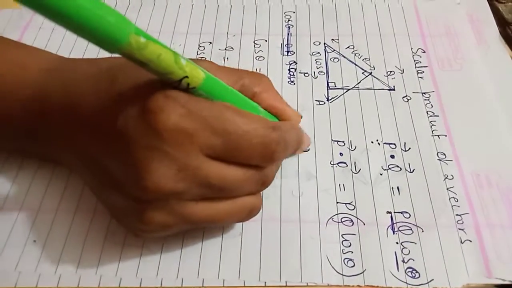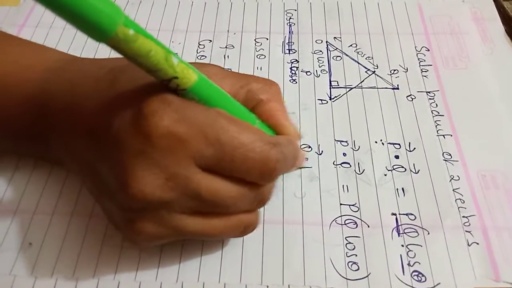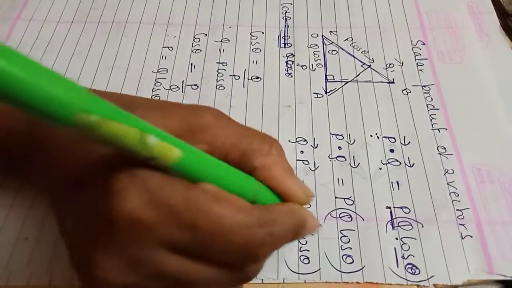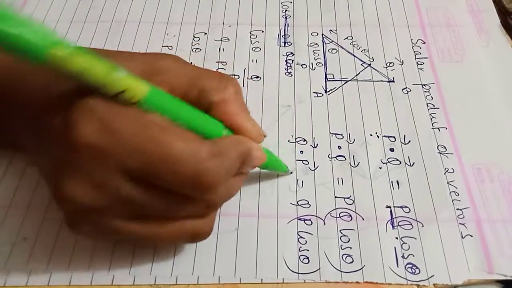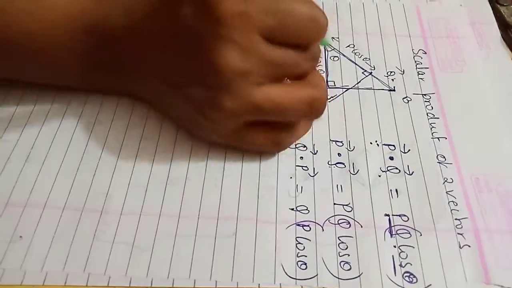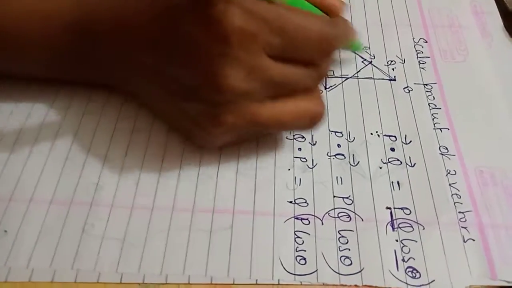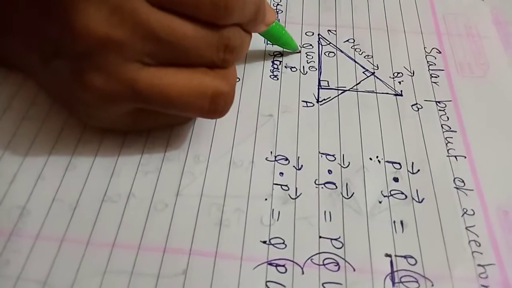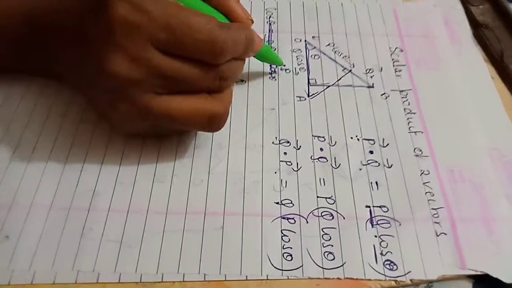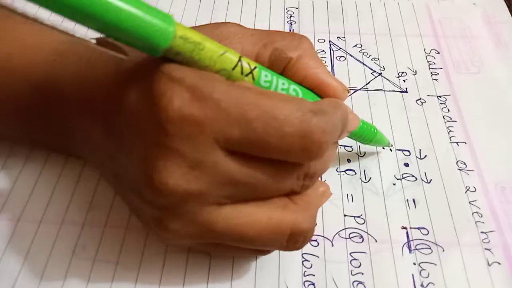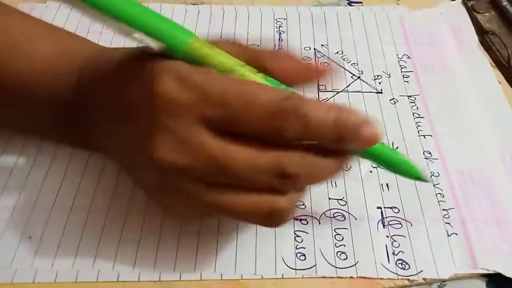Or you can do it like this: Q dot P will be what here then? Q P cos theta. Meaning what? Scalar product of two vectors is the product of one vector Q and the component of the other in the direction of first. If you are considering vector Q, what is vector P? Q cos theta. And if you are considering vector P, what is vector Q? P cos theta. So, three definitions we can conclude.